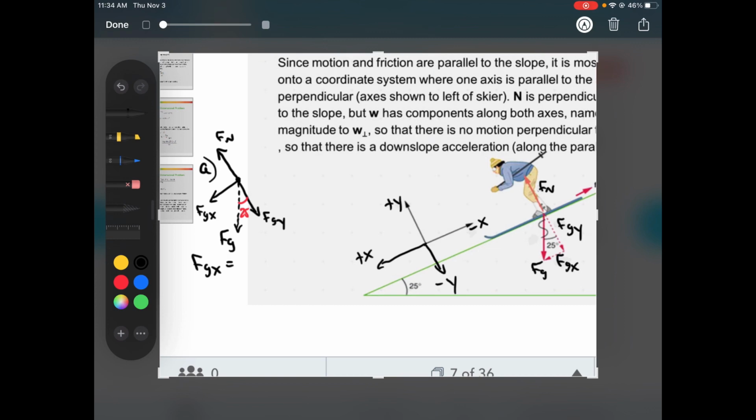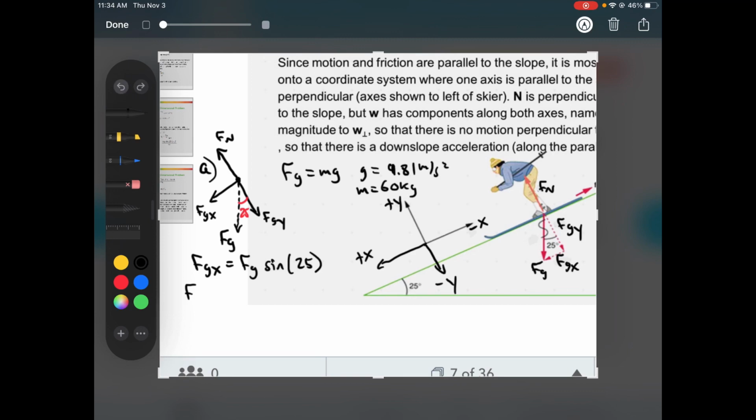So there's what we're looking for. Now remember, Fg, as always, is mg. G is our gravitational constant, 9.81 on Earth. And m in this case is the mass of the skier, which is 60 kilograms. So plugging everything in.